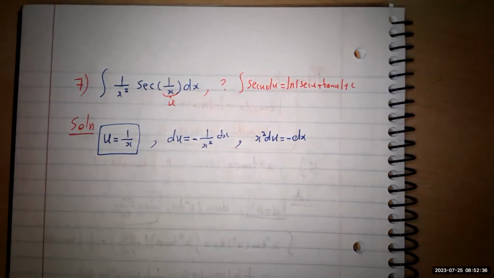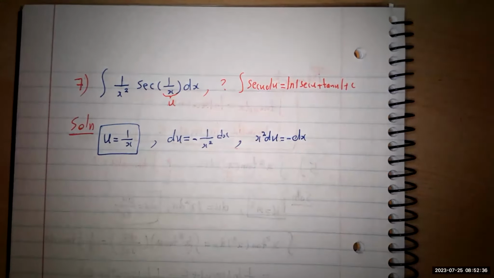Differential of the u, just derivative. Derivative of the top is 1 times bottom would be 0. Derivative of 1 is 0. Derivative of the bottom is 1 times top, negative 1 over x squared. Okay, now go back and substitute, you must get this one. Okay, there you are. So originally you have 1 over x squared, secant of 1 over x dx.